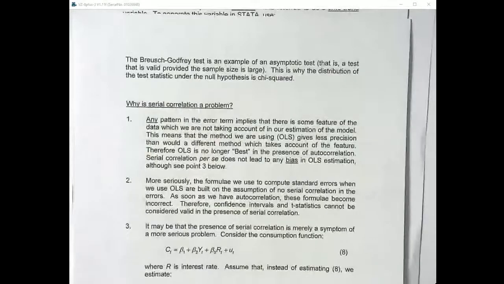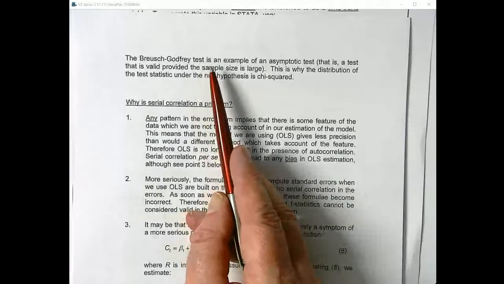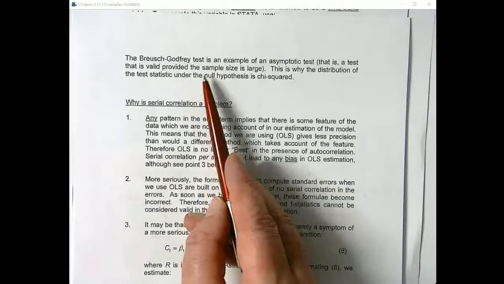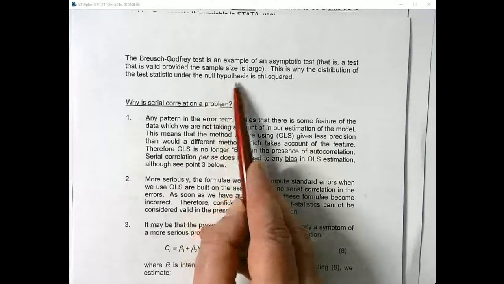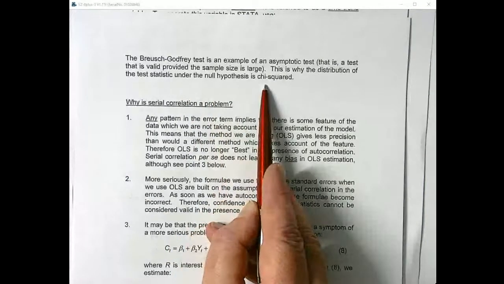Right, page 63. The Breusch-Godfrey test is an example of an asymptotic test. That is a test that is valid provided the sample size is large. This is why the distribution of the test statistic under the null is chi-squared.